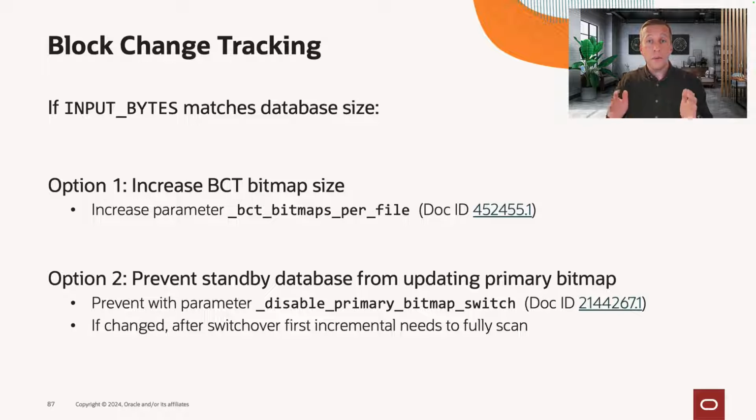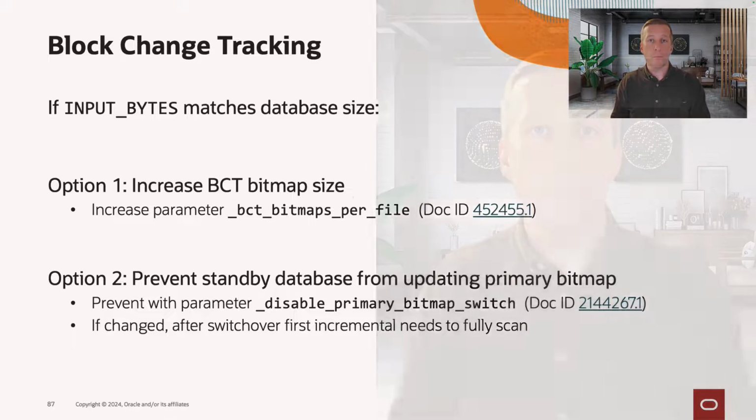The situation with the bitmap getting under pressure can be worse in a Data Guard situation because the standby database will update the bitmap on the primary database. This ensures that when you switch over, the next level 1 doesn't need to fully scan the database. But the flip side is that all the backups from the standby database take room in the bitmap on the primary database. You can turn this behavior off using a different underscore parameter. Which method suits your purpose? You need to determine. You can follow the My Oracle Support notes for more information.